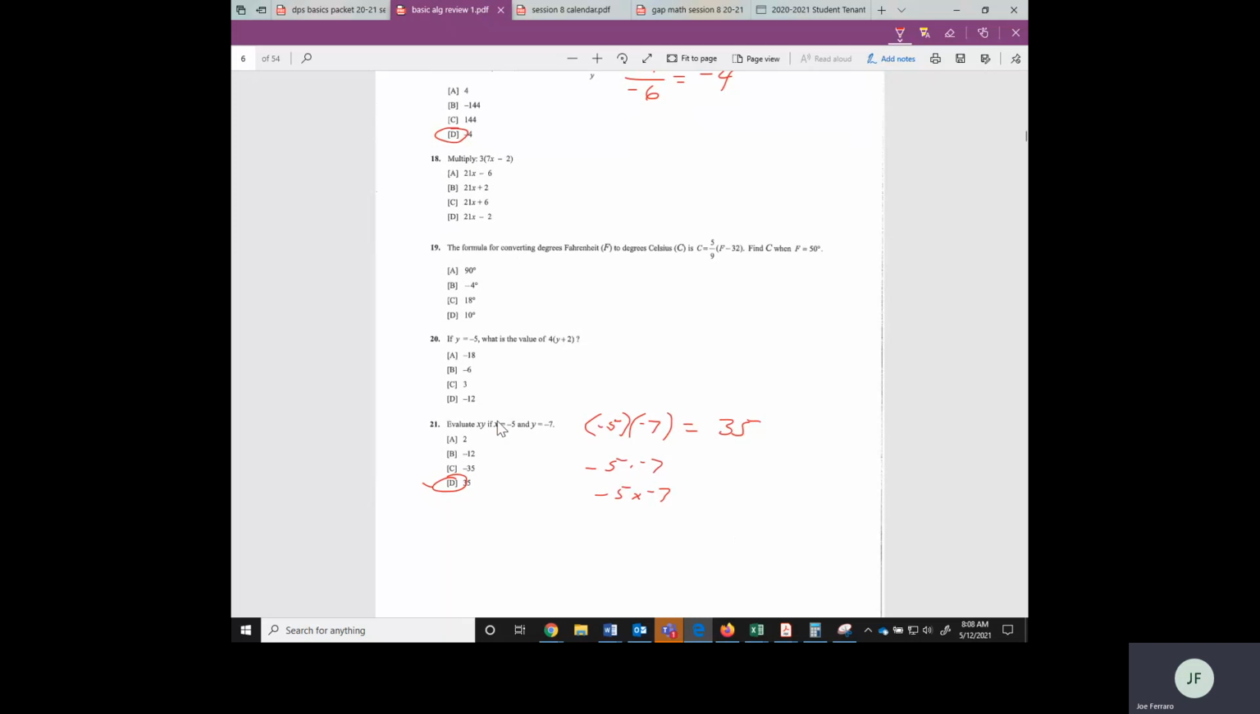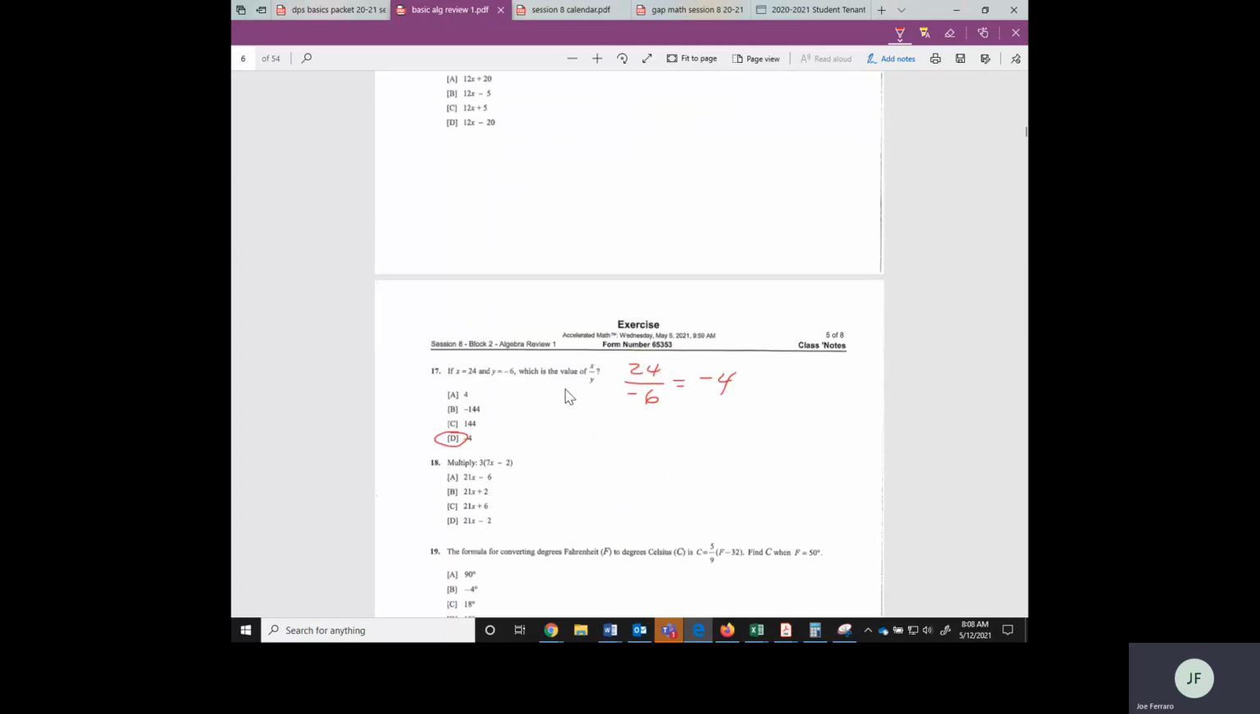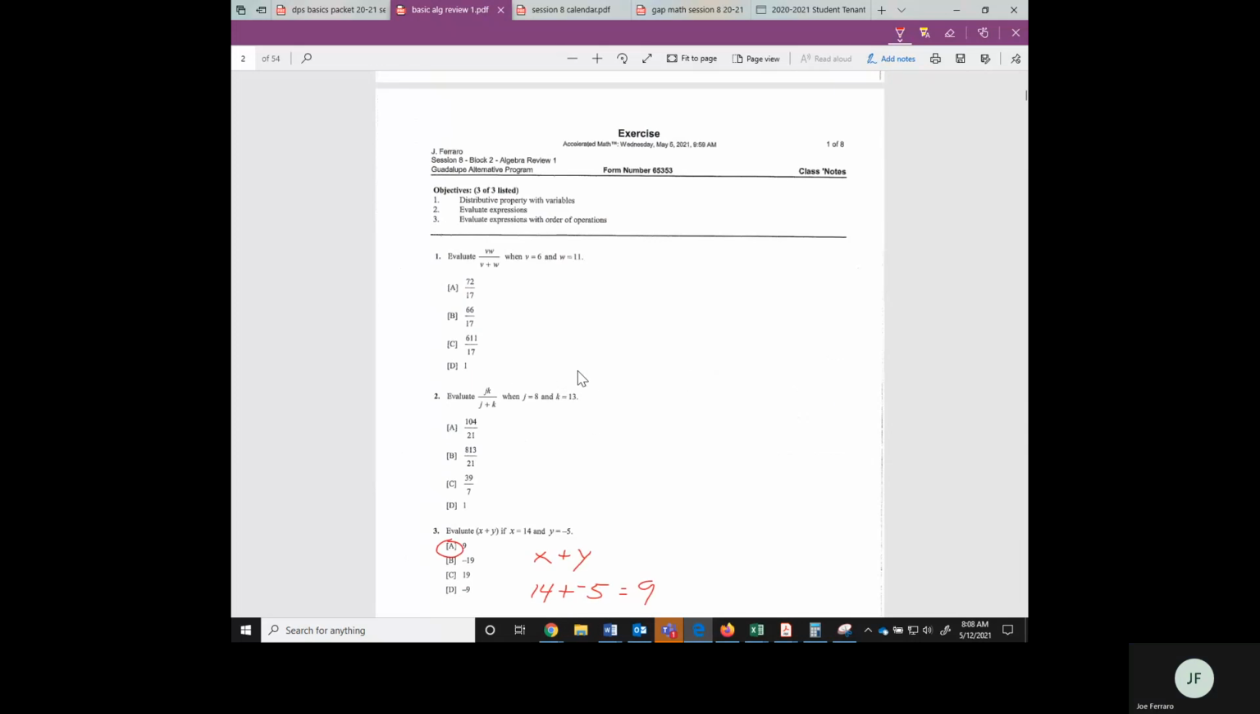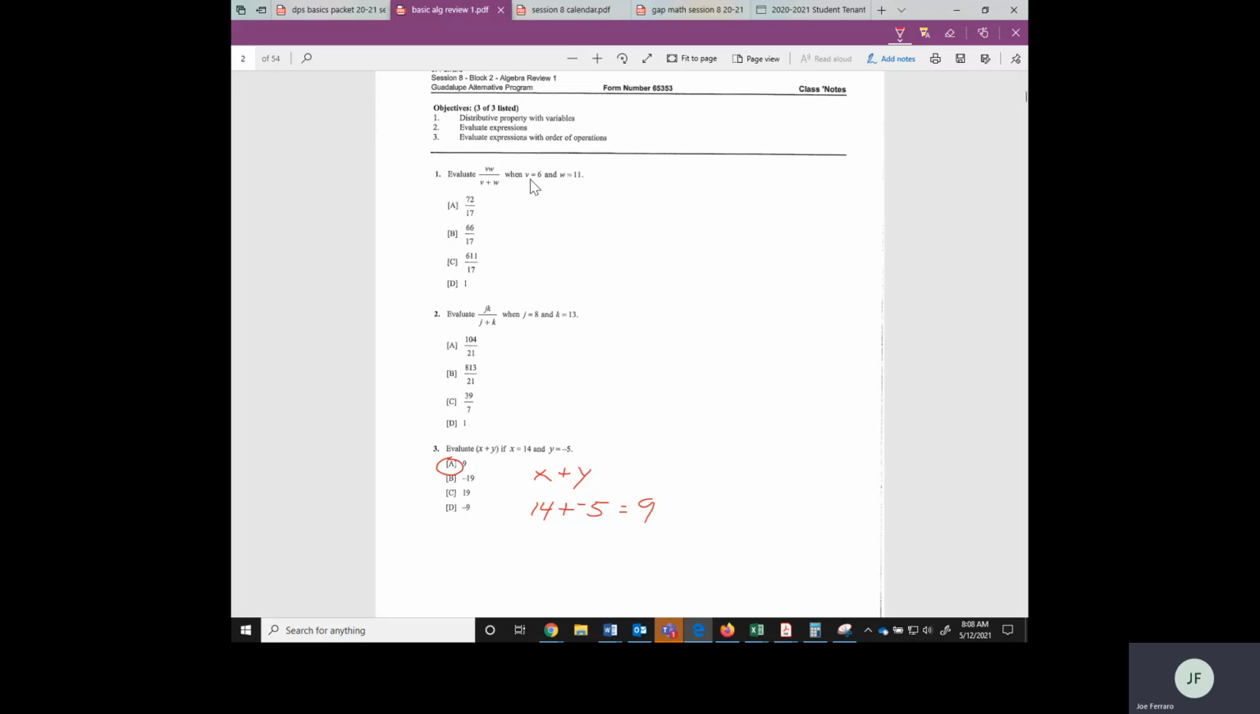All right. We just got one more type of problem to go, and we'll be done. You're going to go all the way back to the first page. You're still evaluating. So here we have V times W on the top, V plus W on the bottom. They want to know what the answer is when V is 6 and W is 11. On the top, we have V times W, so 6 times 11. We just substitute in. On the bottom, V plus W, so 6 plus 11.